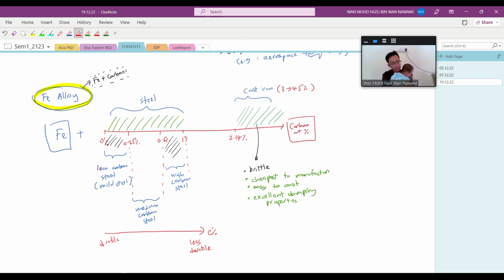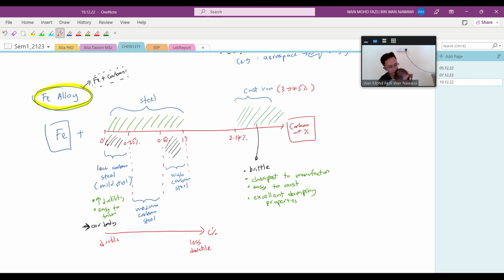Low carbon steel: the advantage is basically high ductility, so it's easy to form. An example is the automotive car body. They use low carbon steel for car bodies.